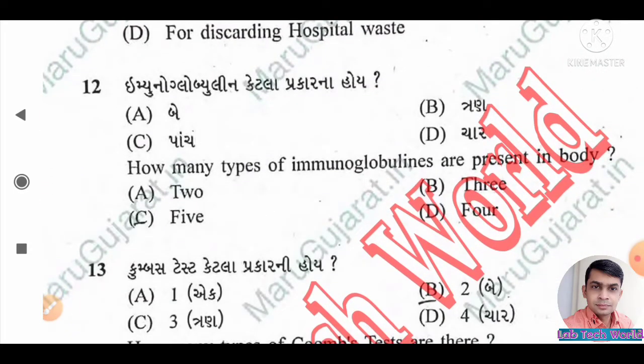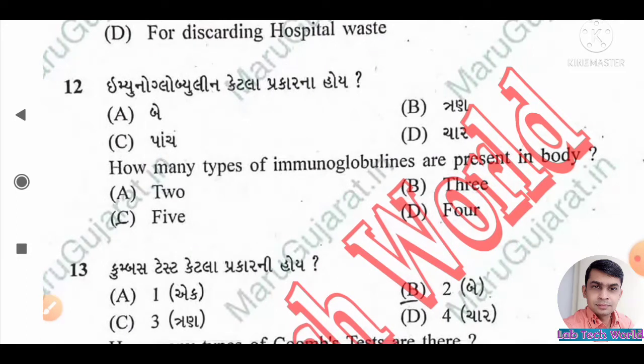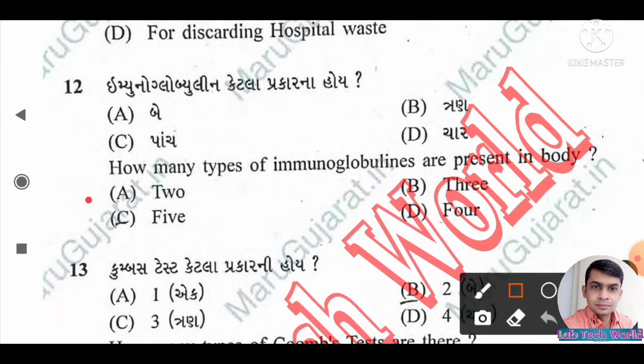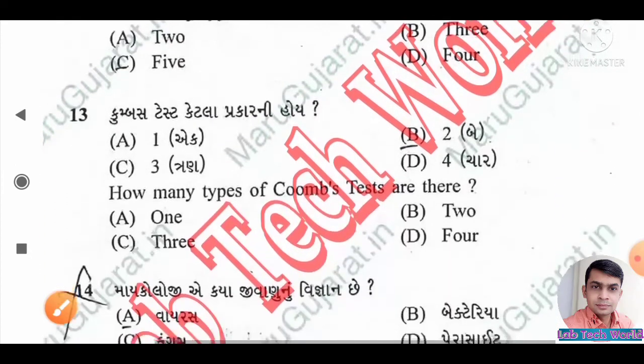How many types of immunoglobulins are present in body? Option A 2, B 3, option C 5, option D 4. And the correct answer for this question: there are total 5 types of immunoglobulins present in our body. So option C is the correct answer for this question.